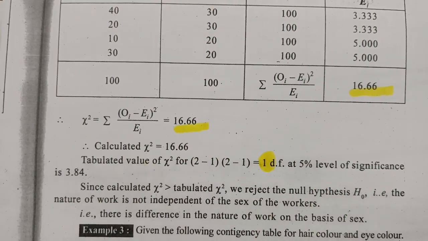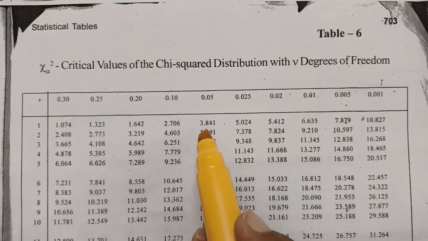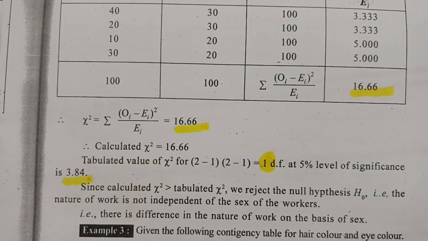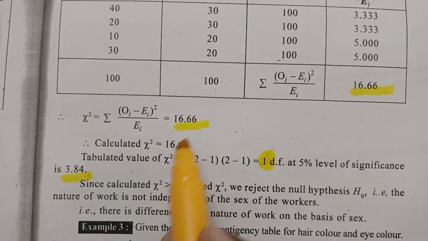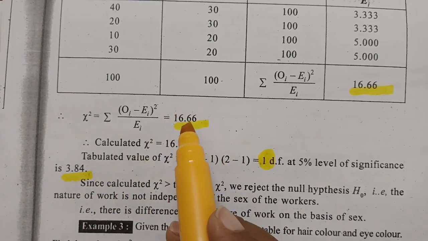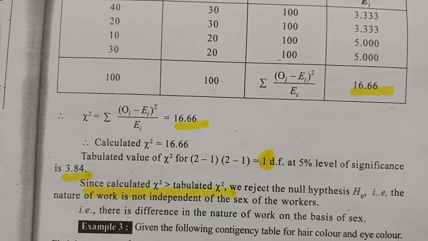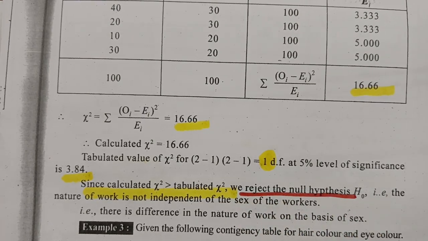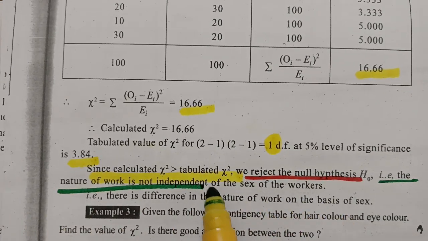At 1 degree of freedom, in the chi-square table at 5%, that is 0.05, 3.841 is the value. At 5% level of significance, 3.84 is the value. So this is the calculated value and this is the tabular value. As you can observe, the calculated value is greater than the tabular value. So if the calculated chi-square is greater than the tabular value, we reject the null hypothesis. Clear? We reject the null hypothesis H0, and therefore the nature of the work is not independent of the sex of the workers.